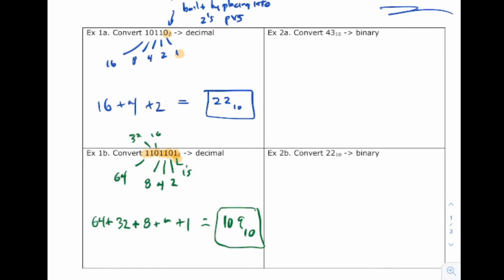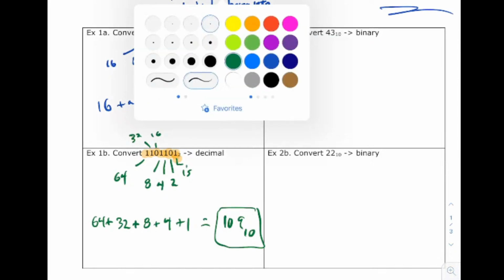Cool. Hey, now you can go binary to decimal. Of course, the other thing we should do is go the other way, decimal to binary. So maybe I'll get a change of color going. I didn't get a good color yet. Okay, let's go with this color.